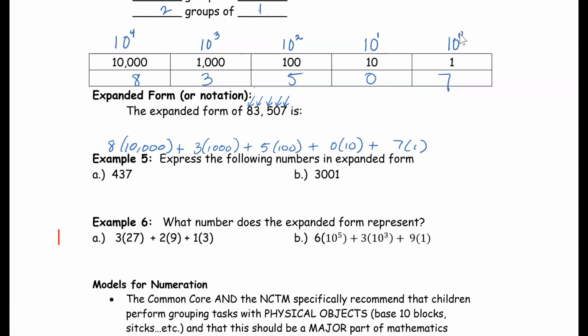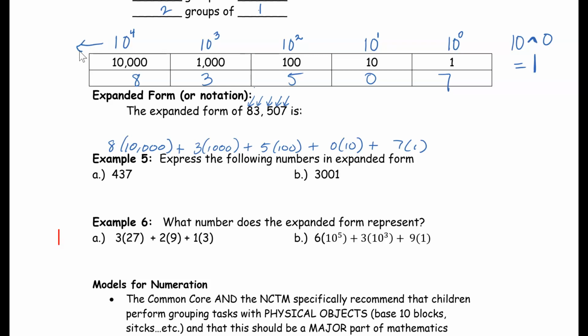Well, what happens when we have something to a 0 power? Try it with your calculator. Do 10, that little caret key, to the 0 power. You'll end up getting 1. So any number to the 0 power is 1. And so we can use this pattern to establish all of the place values.